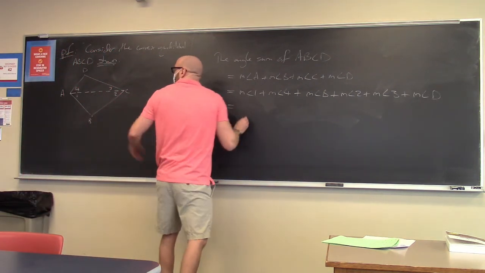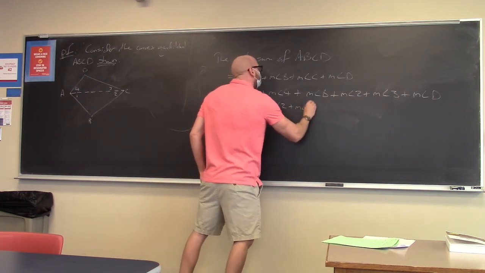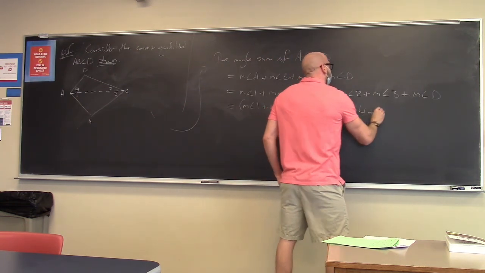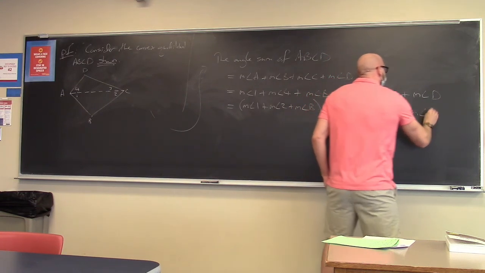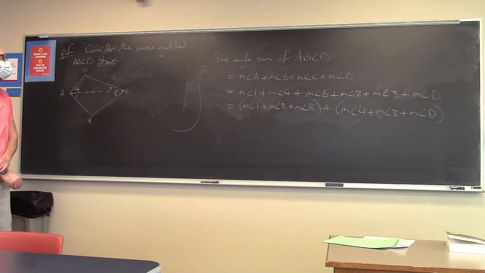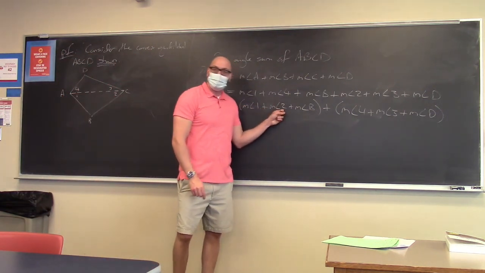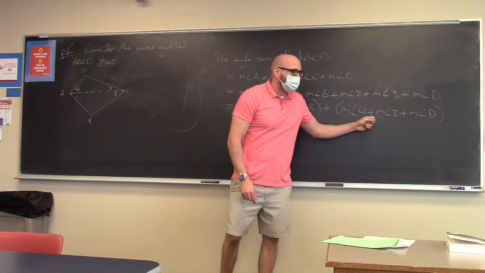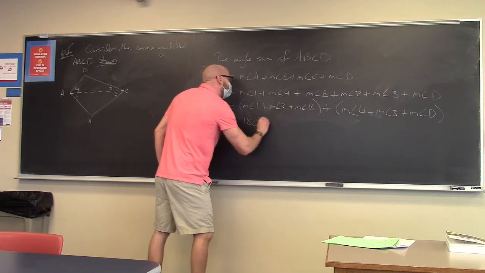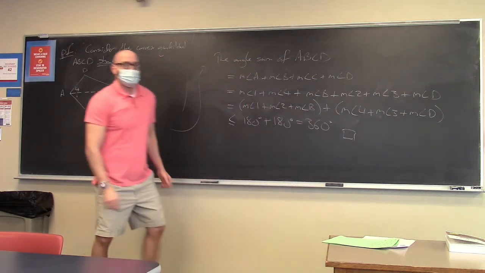So we'll group these. We've got measure of angle 1 plus measure of angle 2 plus measure of angle B. There's a triangle. And measure of angle 4 plus measure of angle 3 plus measure of angle D. That's a triangle. Saccheri Quadrilateral says this sum has to be less than or equal to 180. Saccheri-Legendre says both of these have to be less than or equal to 180. And the proof is done.